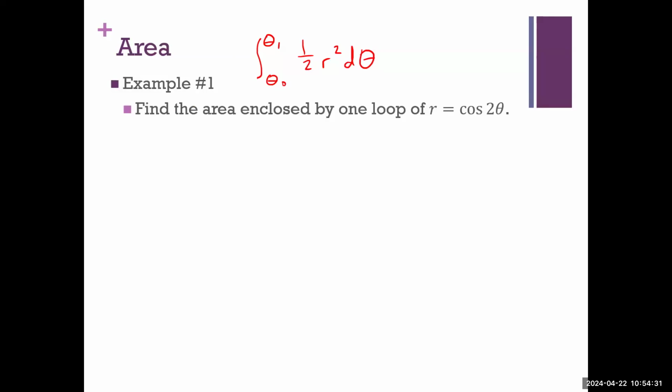What's that? I already have r. So I'm going to integrate 1/2 cosine squared 2 theta d theta. Do I know my bounds? How do you know 0 to 2 pi? Are you sure?